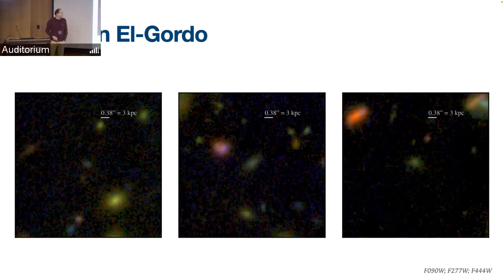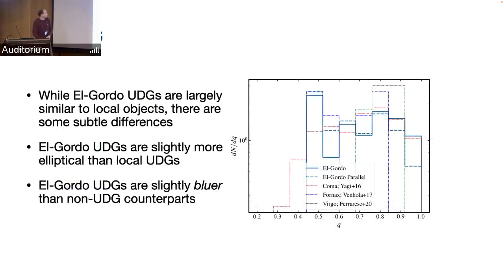And so once we have these images, we can start to look at some of their properties and better understand these systems. So for example, if you look at the axis ratio distribution, the blue is the axis ratio distribution for UDGs in the cluster field, compared with some low redshift analogs.